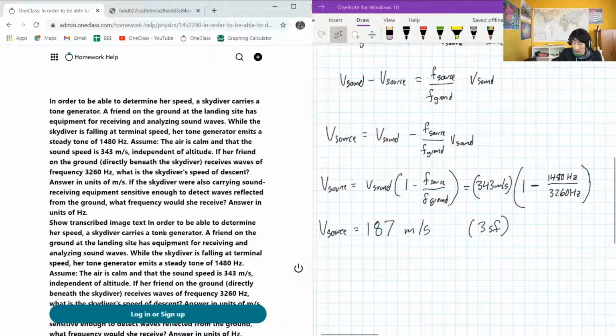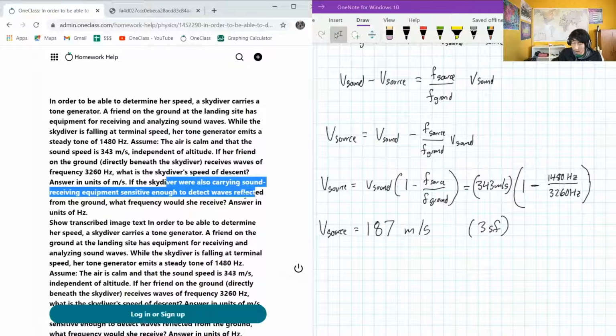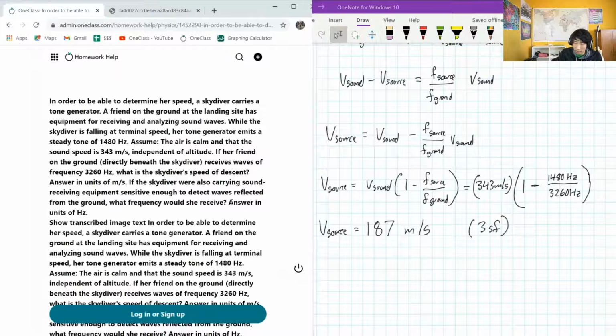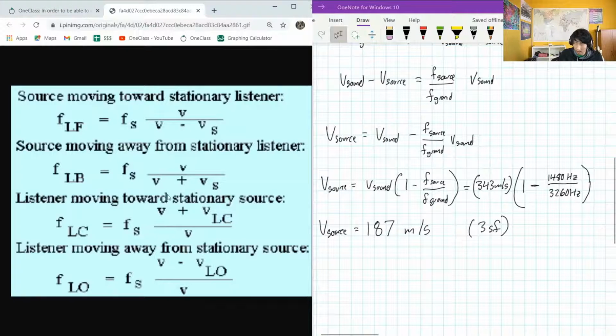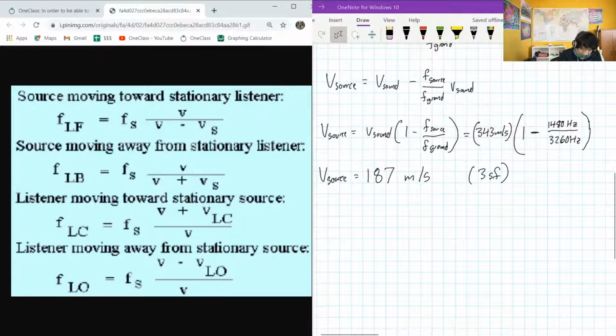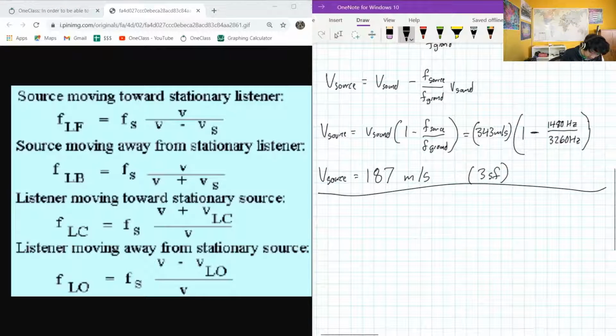Okay, so that's part 1 of the question. Part 2 of the question is asking us if the skydiver were also carrying sound receiving equipment enough to detect the waves reflected from the ground, what would be the received frequency of the diver itself? Okay, so this is one of those situations where the ground is going to become the source now, and the listener is going to be the diver itself. So we're going to have a listener approaching a stationary source. So this will be part 2.